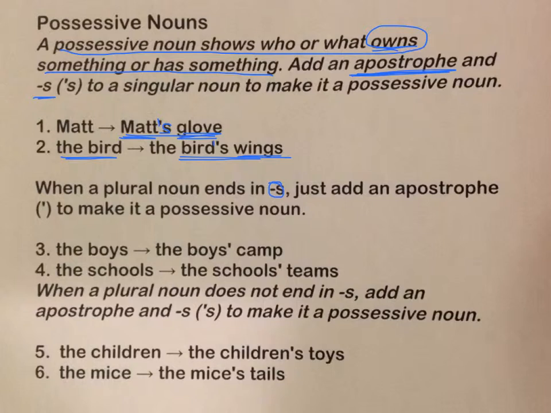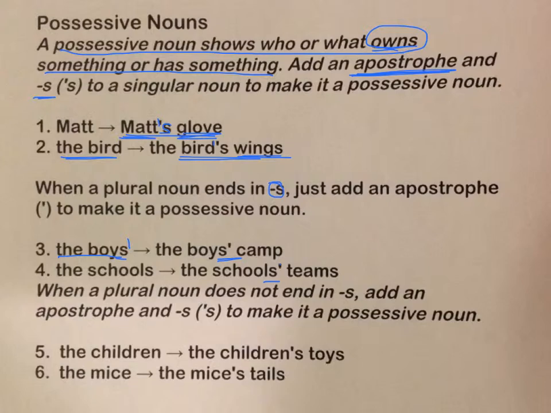When a plural noun ends in S, just add an apostrophe after the S to make it a possessive noun. So for example, you have a plural noun, the boys, more than one, so it's plural. So then you just add an apostrophe here on the end, like that, and it becomes the boys' camp. Okay? The school's team. School ends in an S, schools. It's more than one school. Teams, so you just add an apostrophe after the S.